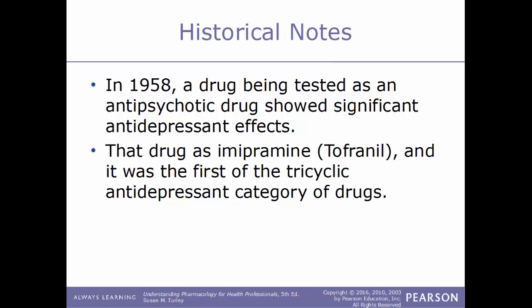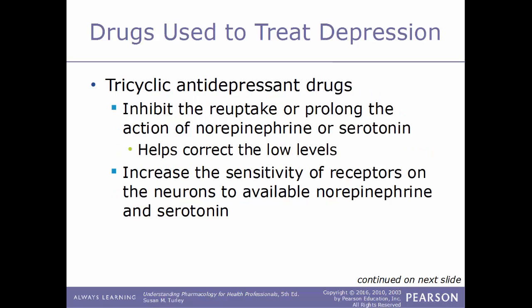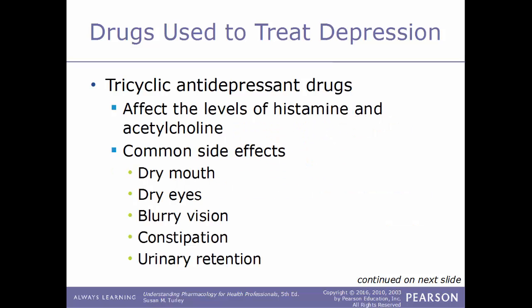That drug was imipramine, also known by the trade name Tofranil, and it was the first of the tricyclic antidepressant category drugs. Regarding tricyclic antidepressant drugs, these inhibit the reuptake or prolong the action of norepinephrine and serotonin. This will help to correct the lower levels of these neurotransmitters. They also act by increasing the sensitivity of receptors on neurons to the available norepinephrine and serotonin. And this can also affect the levels of a person's acetylcholine and histamine.